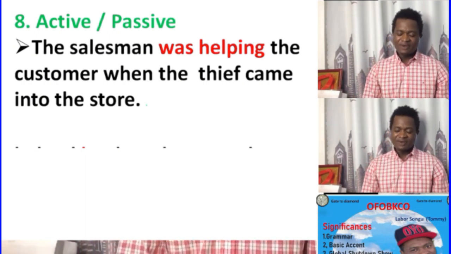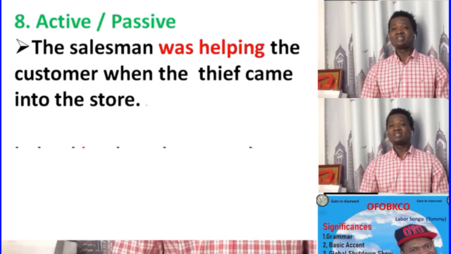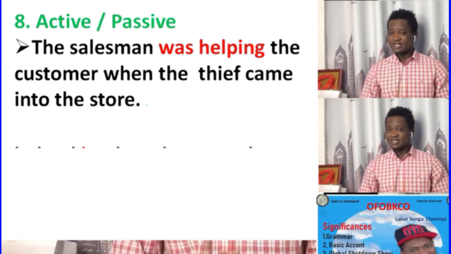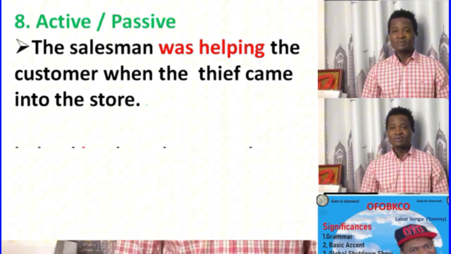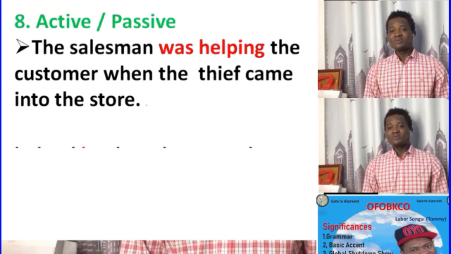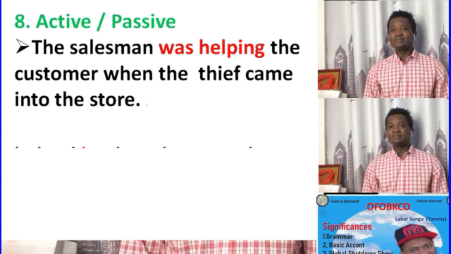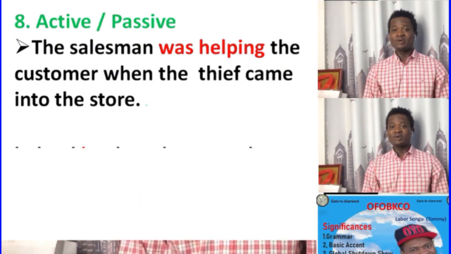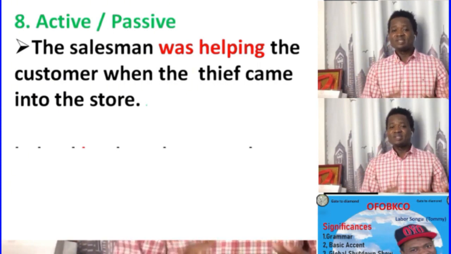I'm going to bring a video talking about active voice and passive voice, but here we are just talking about the uses of past progressive. You know, where we use past progressive. All right. So number 8, we use it in passive and active voice. In past progressive form, we see the auxiliary verb here, was, and the main verb here, helping, that is the verb in the ing form. All right. So the salesman was helping the customer when the thief came into the store.